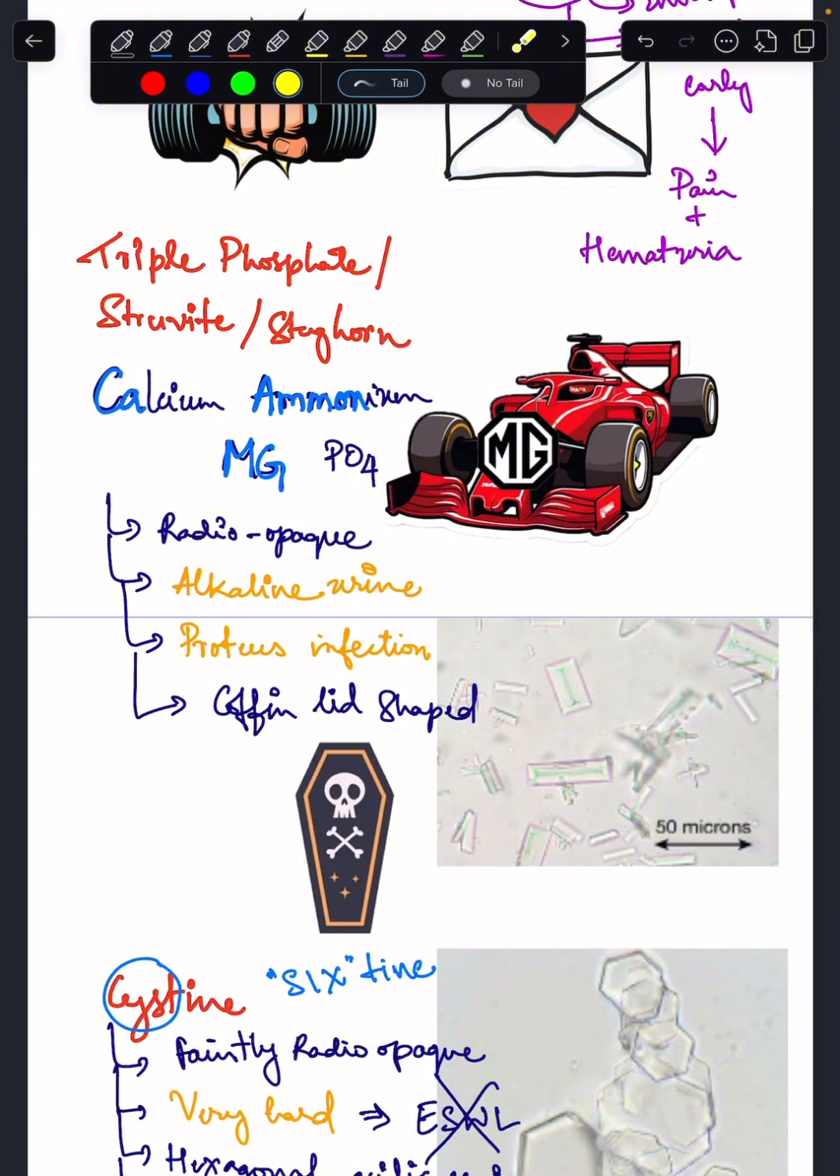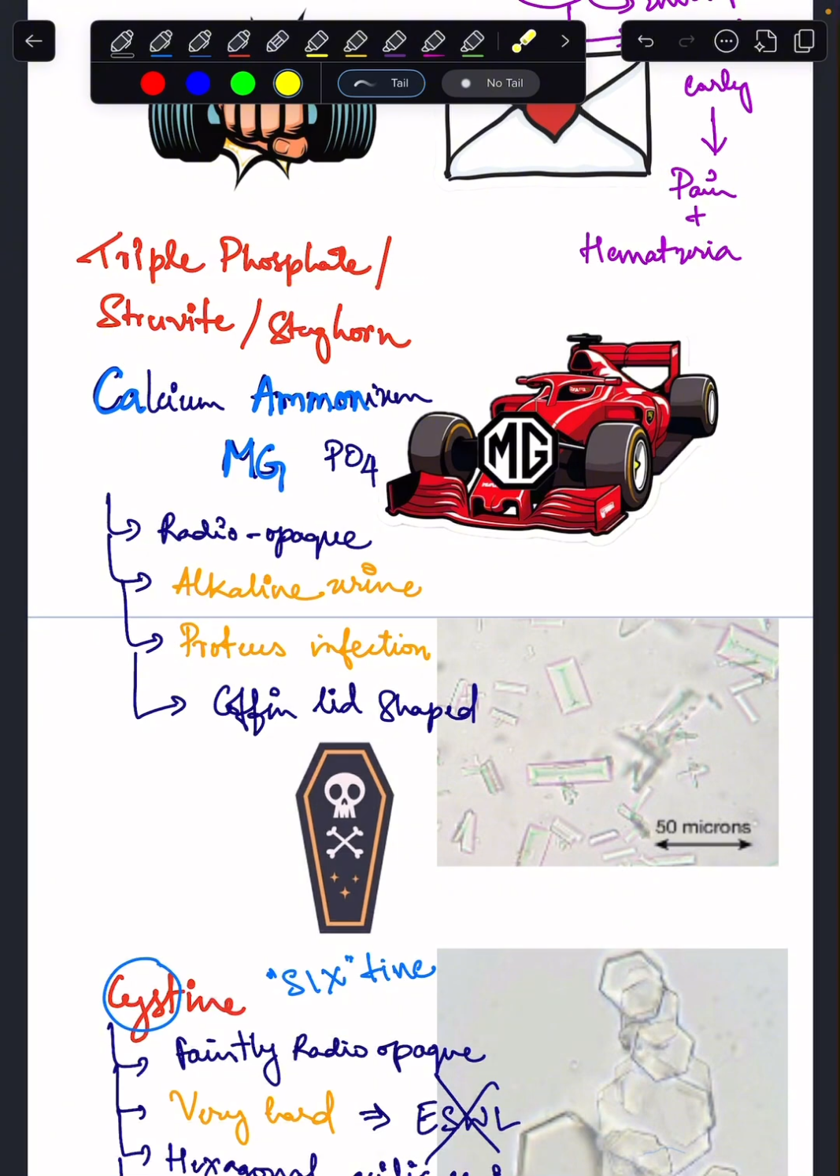You know, the Formula 1 drivers will be having intense training sessions, right? And they won't drink normal water like us. They'll drink some alkaline water. They'll take a lot of protein. So alkaline water will help us remember alkaline urine, and protein will help us remember urease positive bugs like Proteus infection, which are precipitating factors for these triple phosphate stones.